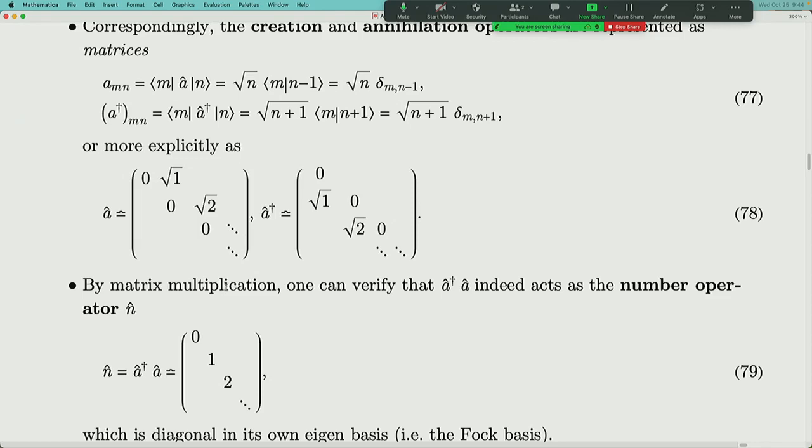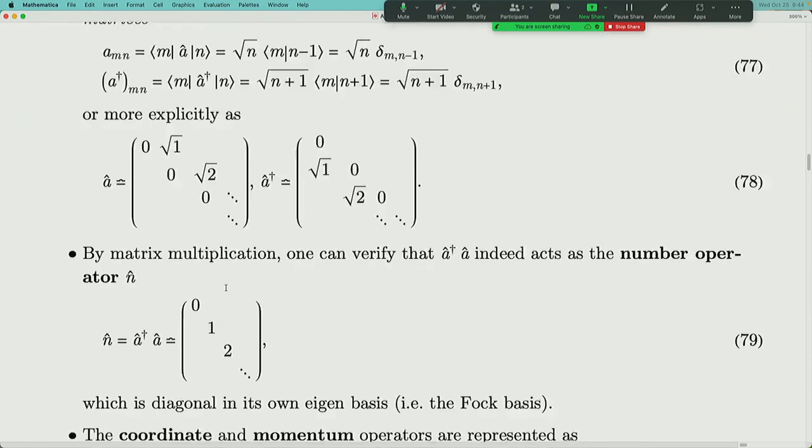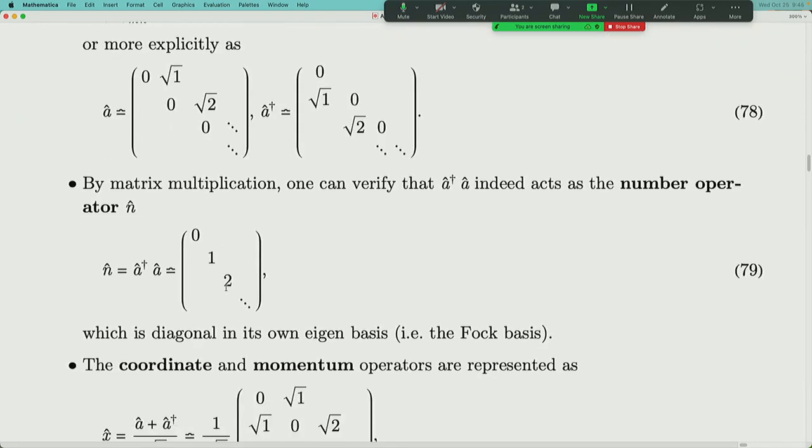Let's try: if we take A dagger and A and multiply these two matrices together, what do we get? That means we put this matrix on the left and this matrix on the right, and then we start multiplying them together. If you do it as an exercise, you will find that the result is basically like that. It is a diagonal matrix, and the diagonal matrix elements go like 0, 1, 2, and so on. So that's indeed the number operator, and the number operator is diagonal in its own eigenbasis.